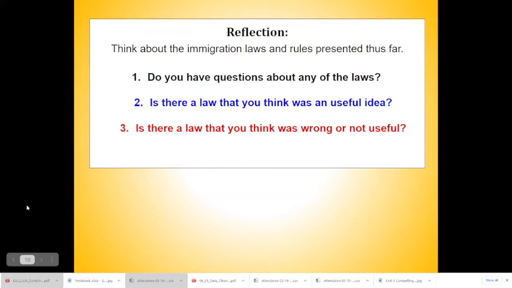So up to this point, do they have any questions? Is there a law they think was useful? And is there a law they thought was wrong? Typically, I went through this fairly quickly because I would take time when we had each of the laws come up and we would talk about it. And then we would talk about the ones that the majority of the class thought were useful or wrong.